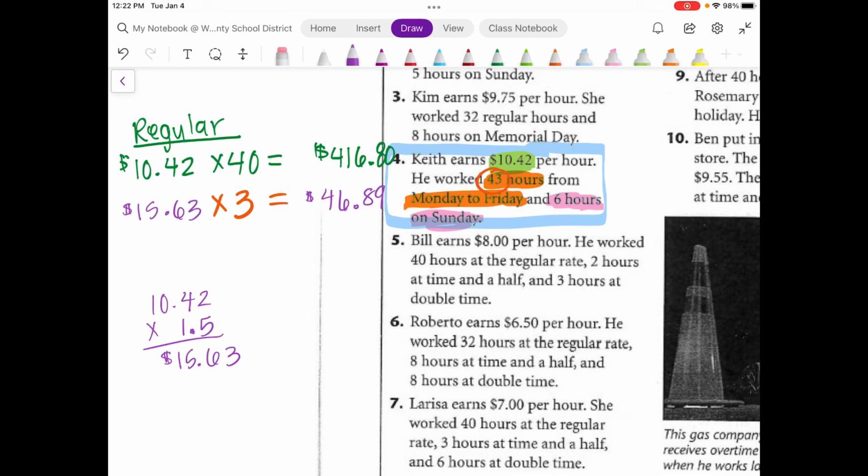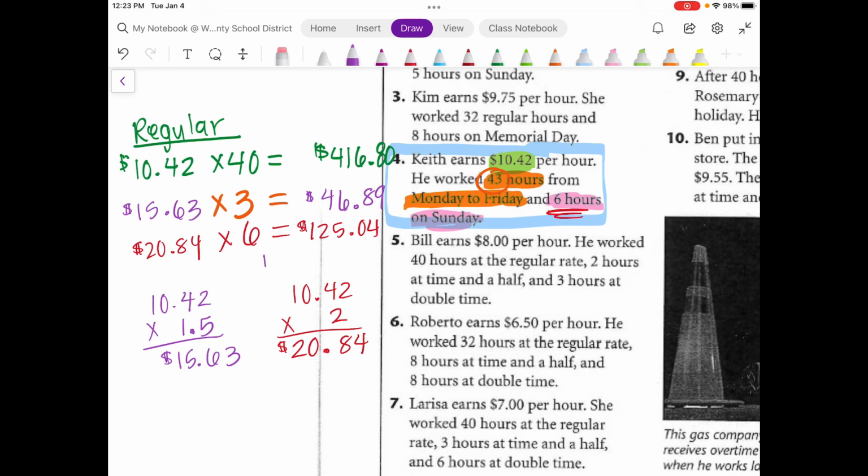And lastly, for this problem, we have the double time. Okay, double time is anything that happens on a Sunday or a holiday. In this case, the problem tells me that 6 of those hours happened on a Sunday. So to figure out the double time, I'm going to take the 10.42 and I'm going to multiply it by 2 because I get double the amount that originally was there. So every hour is $20.84. So $20.84 times the 6 that were worked on a Sunday equals $125.04.